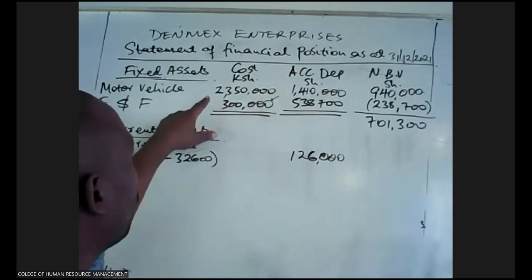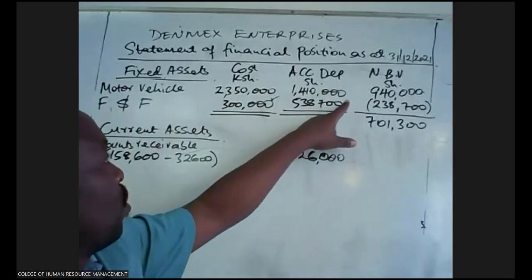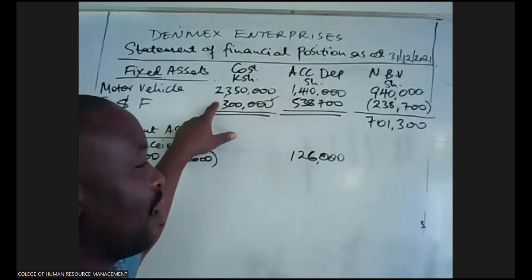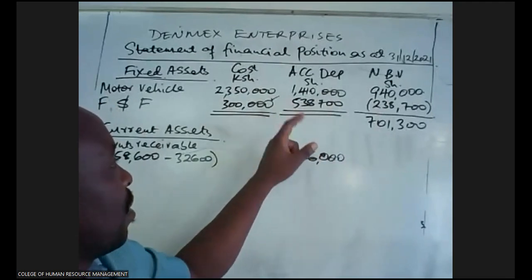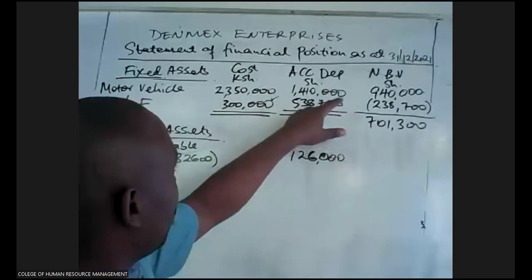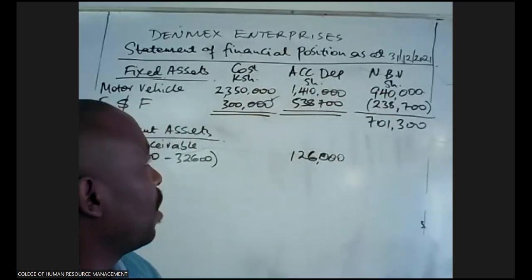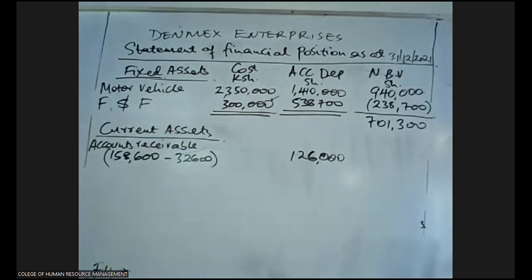Now, as accumulated depreciation, we are supposed to get the net book value. You take this and this, you see the figure we are subtracting is higher than this. So the answer here will be negative. You take the cost minus the accumulated depreciation. Okay, I got it. Even this one, motor vehicle, we took the cost, accumulated depreciation, to get the net book value. Okay, that's okay. Good. Thank you.